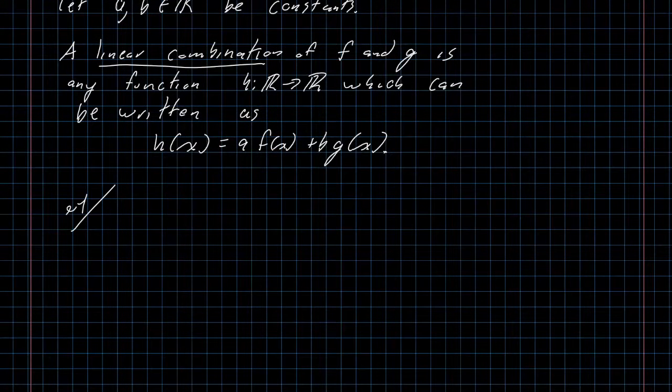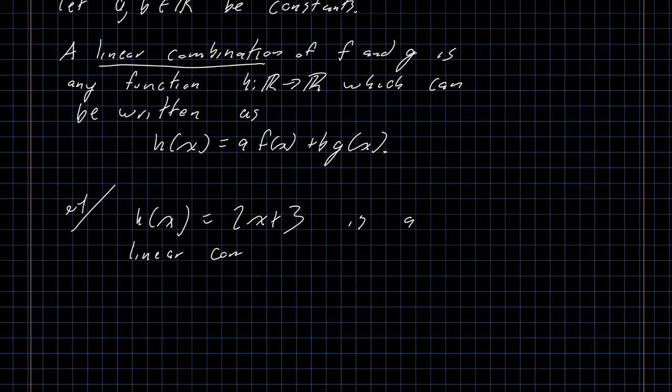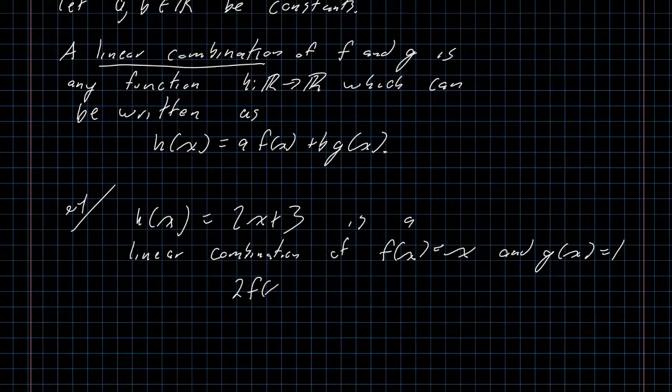For example, the function h of x equals 2x plus 3 is a linear combination of f of x equals x and g of x equals 1. Specifically, it's 2 times f of x plus 3 times g of x. Very, very straightforward.